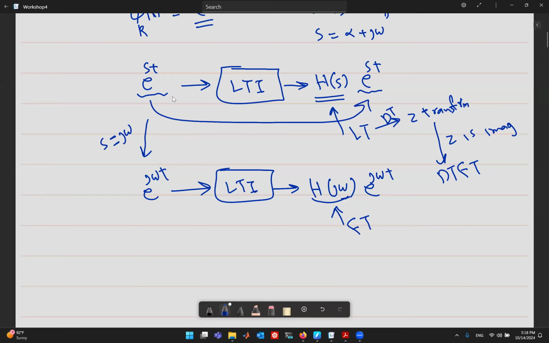So the most important thing to keep in mind is that those functions that satisfy this property, when we use them as an input to an LTI system, we get the same function multiplied by some constant, are called eigenfunctions of the LTI system.